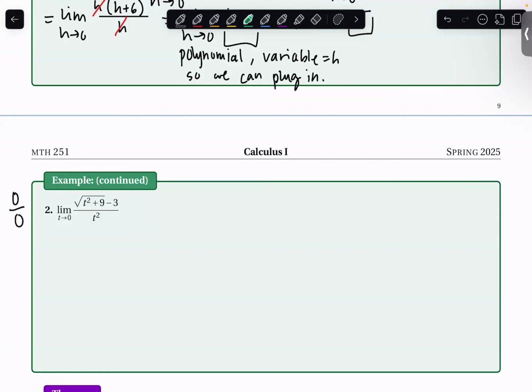Oh, so we want to be careful. This one here is not the same as t plus 3 times t plus 3, right? If I could write it as something multiplied by itself, then the square root would cancel it out. But here, this is not actually a square, right? I can't write it as something squared, so the square and the square root don't cancel. But I do want to get rid of the square root.